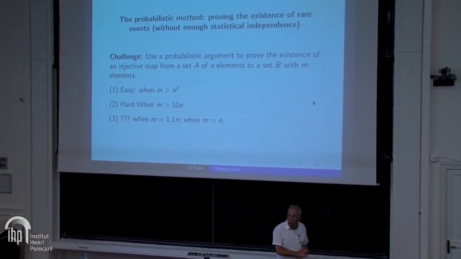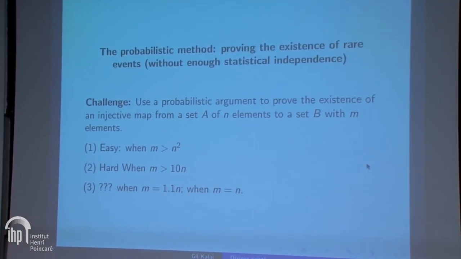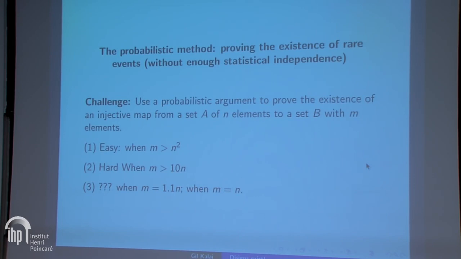So here is a challenge for you. Suppose we want to prove that there is an injective map from a set A of n elements to a set B with m elements. If you want to use the probabilistic method to prove this statement, it is quite easy if m is bigger than n squared, because by the birthday paradox, if you take a random map from a set of n elements to a set of n squared elements, then it will be injective. But as long as we have more than square root of 365 people in the room, it's likely that there will be two with the same birthday. So this method is fairly powerless when m is smaller than n squared.